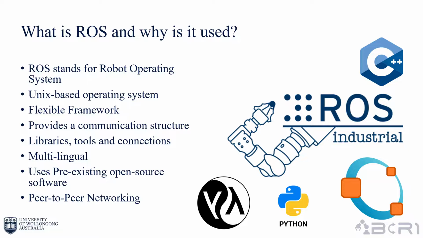ROS is built using a variety of libraries and functions from open-source projects such as simulators, drivers, navigation systems, vision algorithms, and many more. The software has been developed for multilingual use, being able to write functions and definitions in a variety of different programming languages such as C++, Python, Octave, and Lisp.